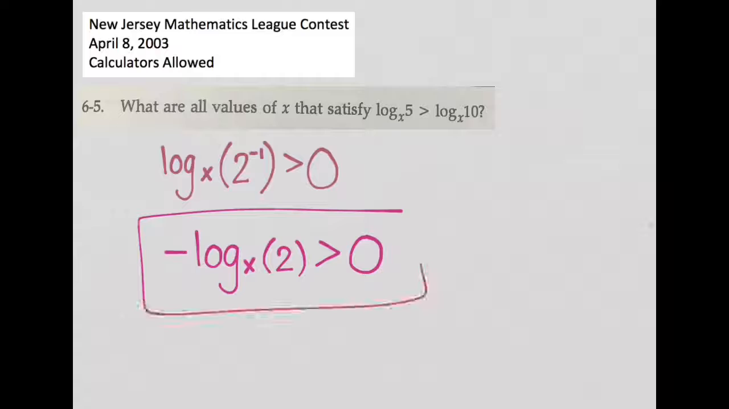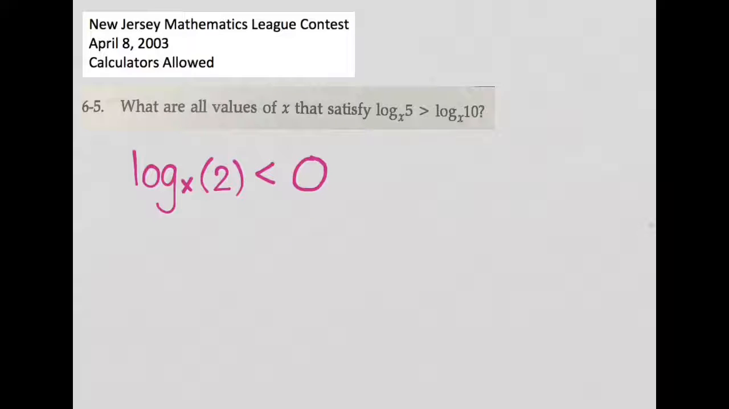Now, if we apply another log rule, which involves exponents, we end up with this. Multiplying both sides by -1 results in the left side becoming positive, the right side still staying 0, since 0 times -1 is still 0. And remember, whenever you multiply an inequality by a negative number, the sign in the middle also changes, so the greater than sign now becomes less than. Now we end up with a pretty simple log inequality.